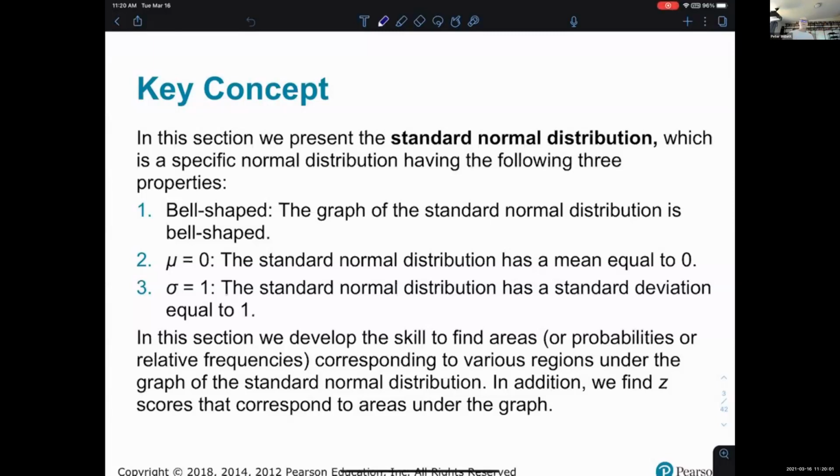Number 2, the mean value is 0. The standard normal distribution has a mean equal to 0. So that means you have above 0 positive values and below 0 negative values, with the average or the mean value right in the middle being 0. And then the standard deviation, which describes how far the data is spread away from the mean value of 0, is equal to 1. The standard normal distribution has a standard deviation equal to 1.